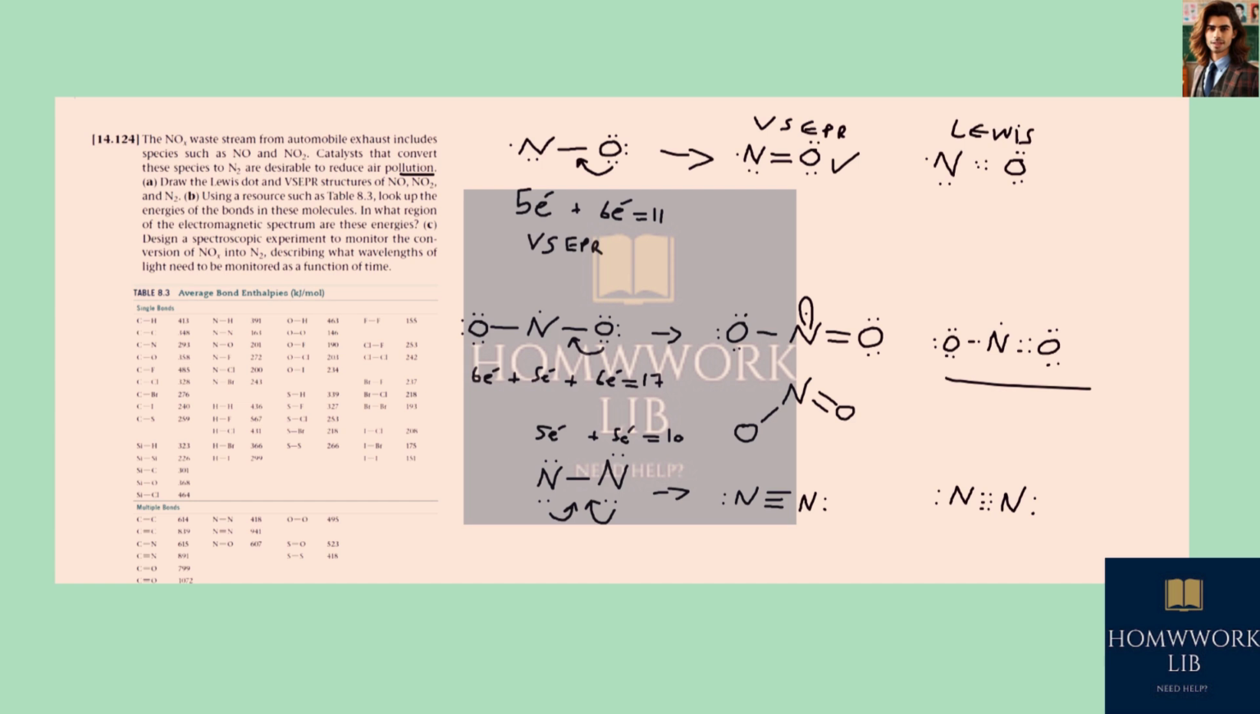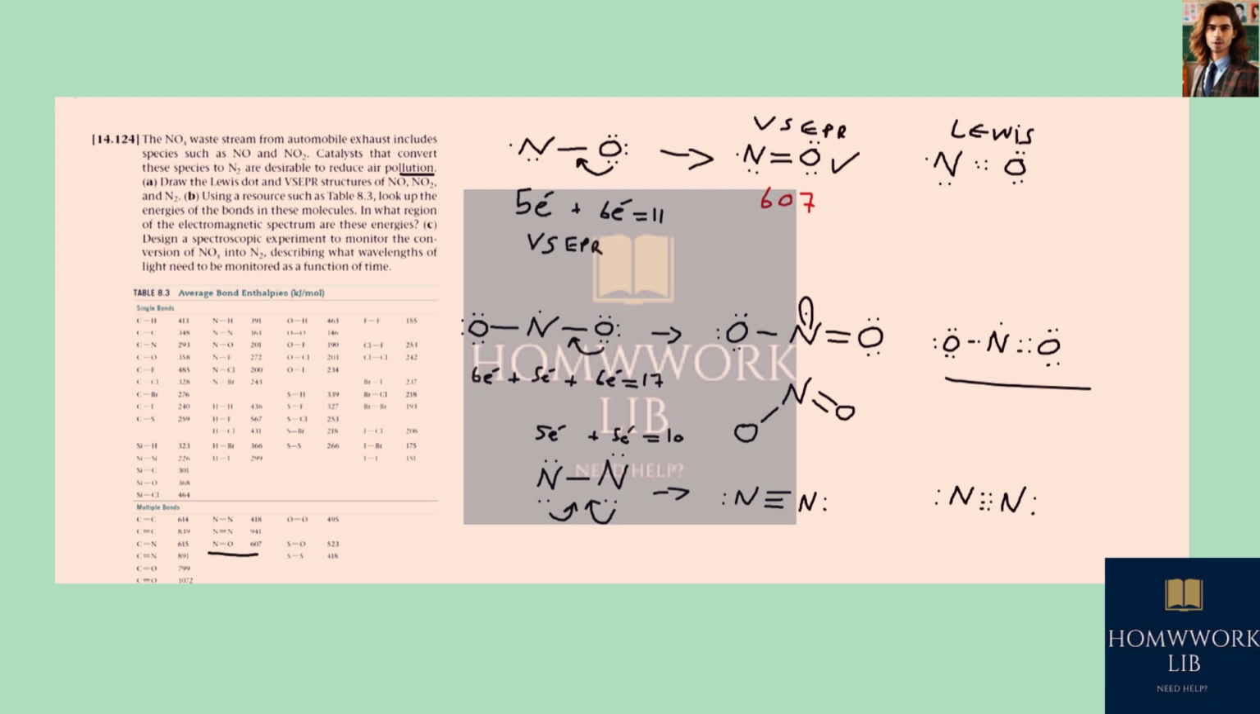Now, using a resource such as table 8.3, right over here, look up the energies of the bonds in these molecules. So first off, let's look at N double bond O. Let's look at this NO. Can we see it? It's going to be here. This is going to be 607.